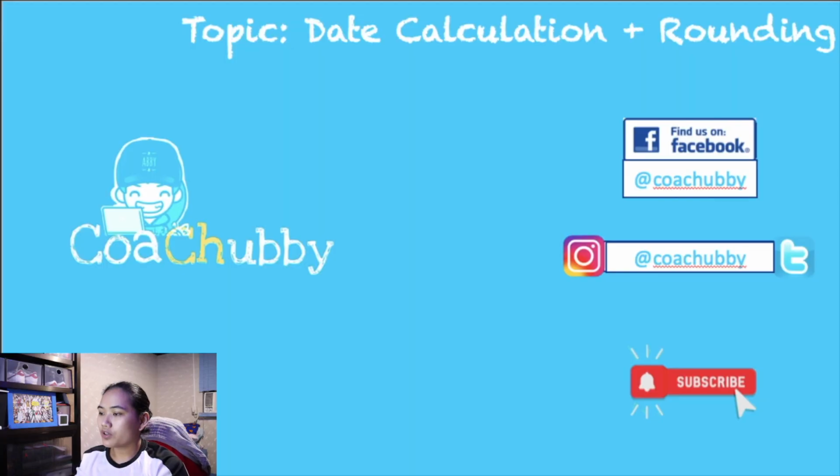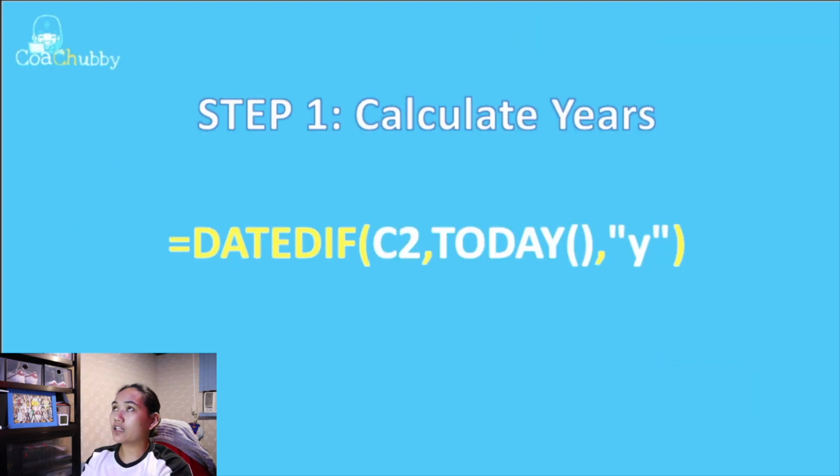So let's get started. Our first step would be to calculate the years. In calculating years, we're gonna use one formula, which is the DATEDIF formula. The DATEDIF formula has three parts inside the parentheses: the date from, the date to, and how you want it presented or how you want it calculated.